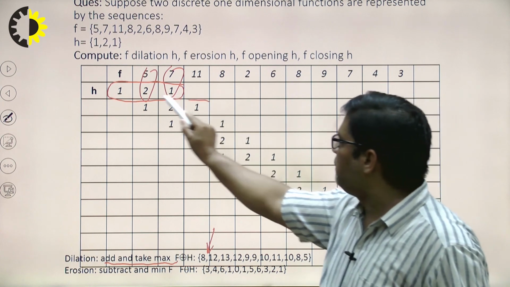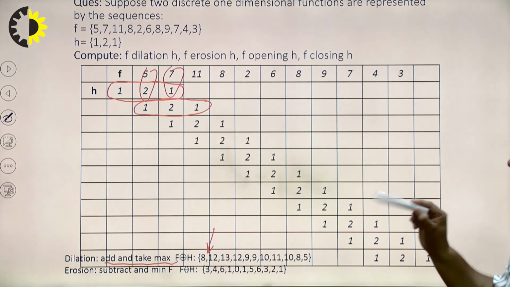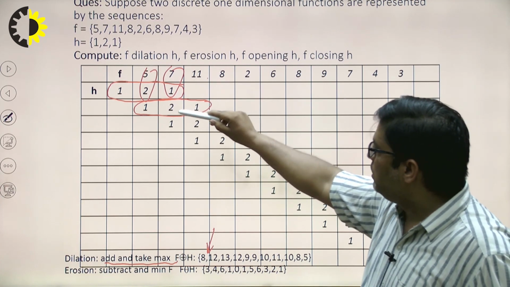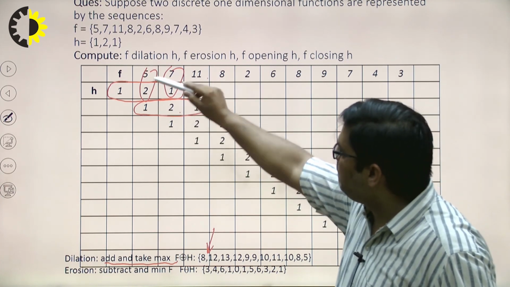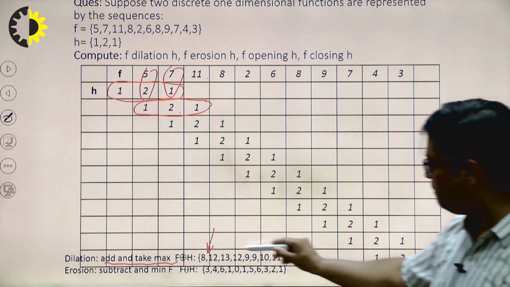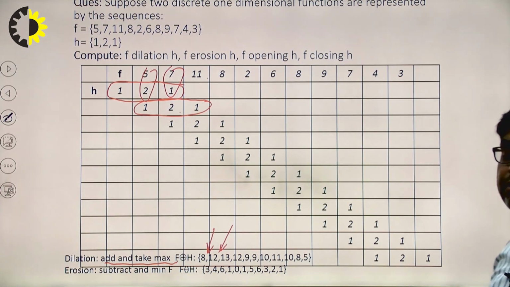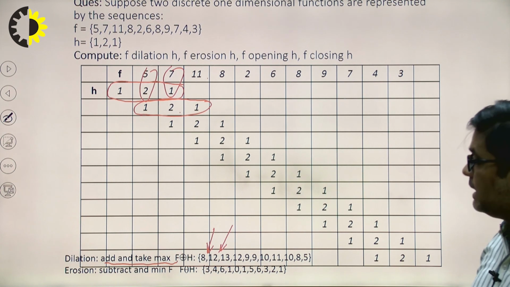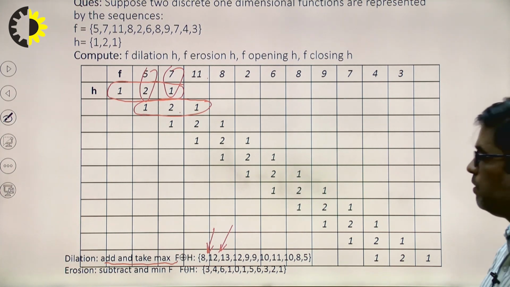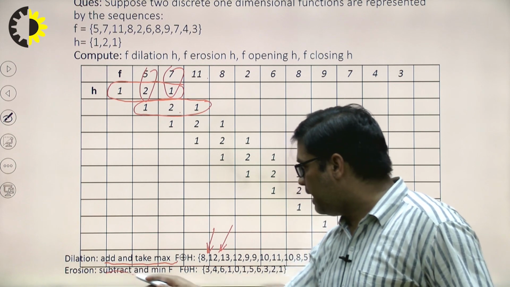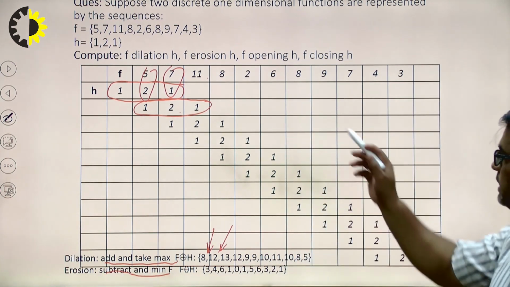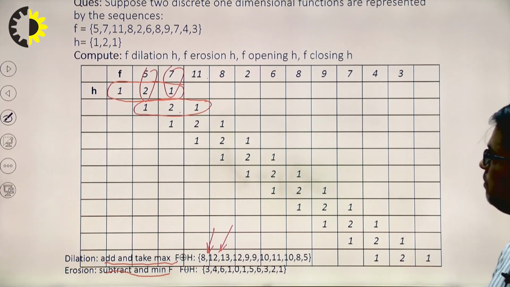Similarly, I shift it to the right and again find the additions: 1 and 11 is 12, 7 and 2 is 9, 5 and 1 is 6. So 12 is the maximum one, that's why the answer is this one. This numerical is very important from the exam point of view. Next is the erosion. The formula of erosion is subtract and find the minimum. Whenever we subtract the structuring element from the image, the answer is 7 minus 1 is 6 and 5 minus 2 is 3. So the minimum one is 3.